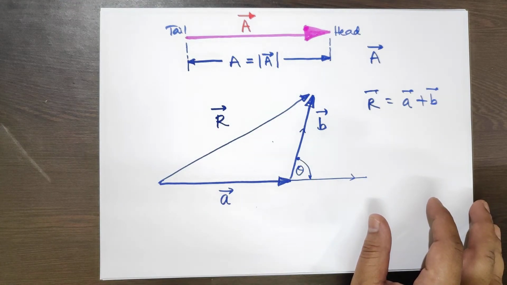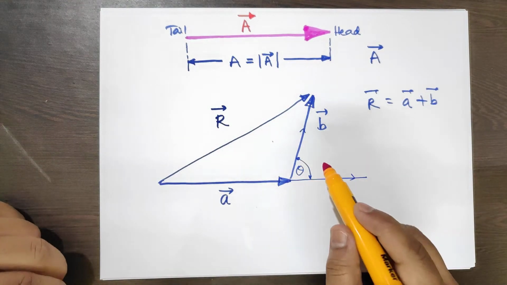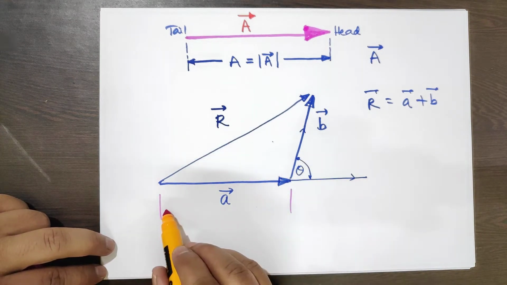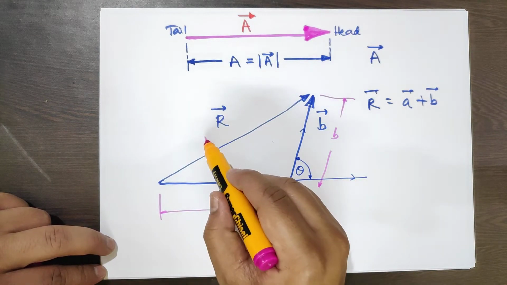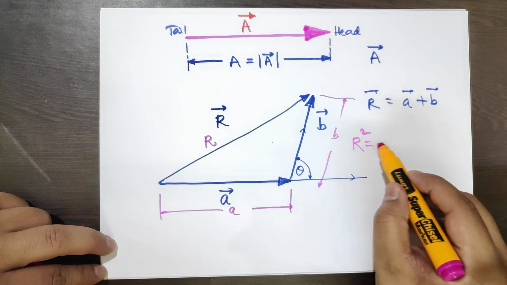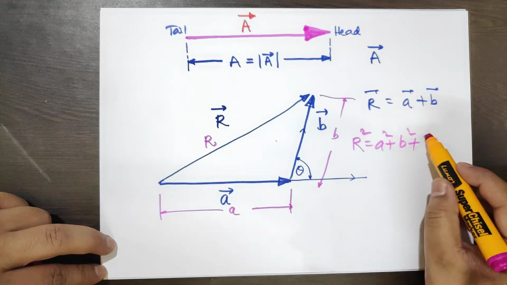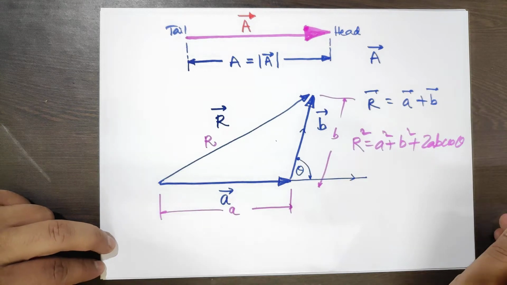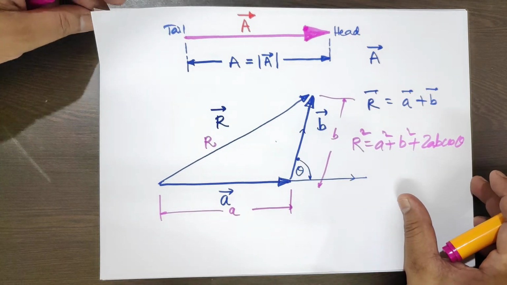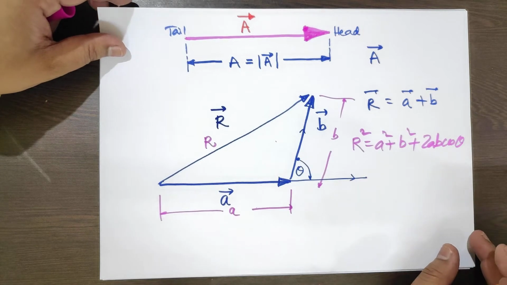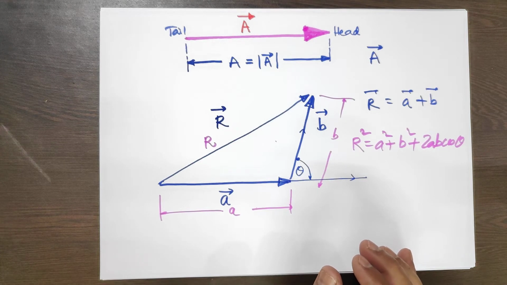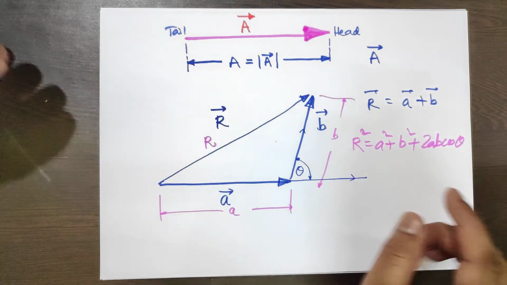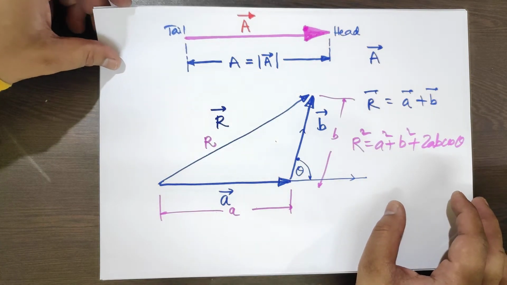There we also have learnt a formula. If the angle between two vectors is theta, if this length is a and this length is b and this length is r, then r square equals a square plus b square plus 2ab times cos theta. Now we can add force vectors also in the same way. It is not only for displacement vectors, this triangle rule is for all vectors. That we have shown in our last lecture.